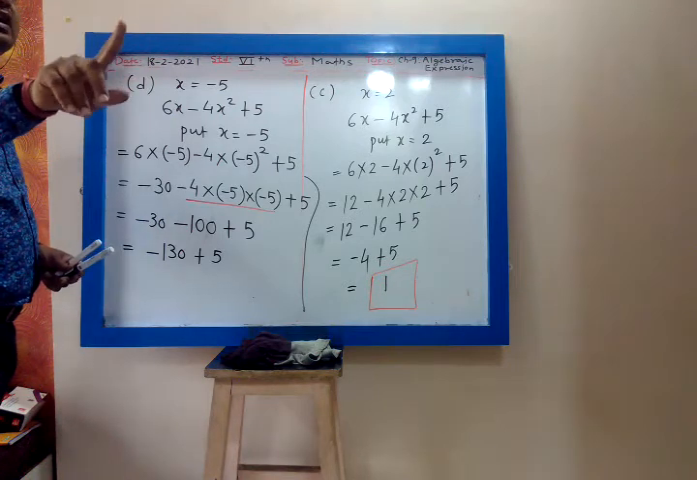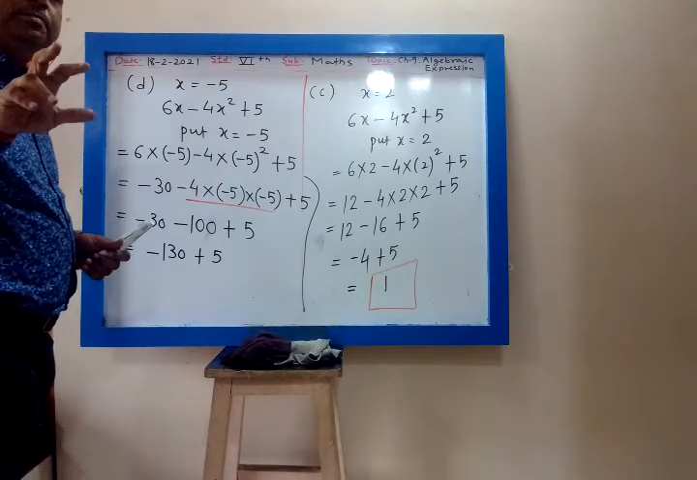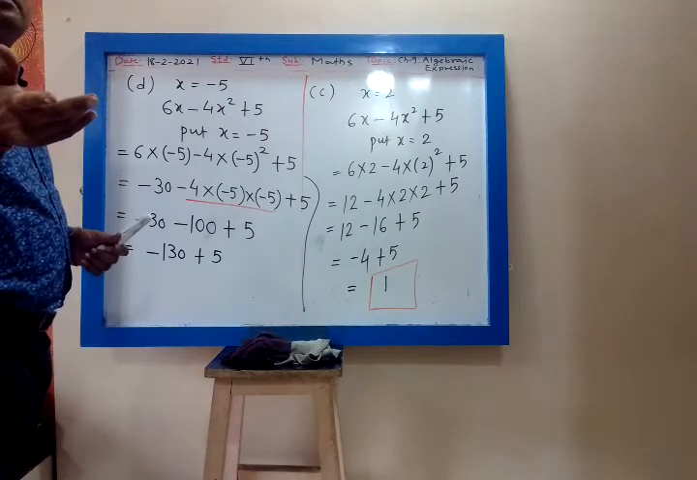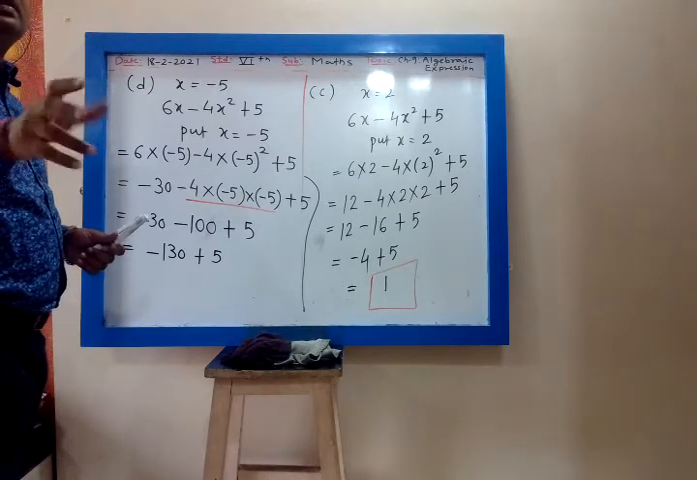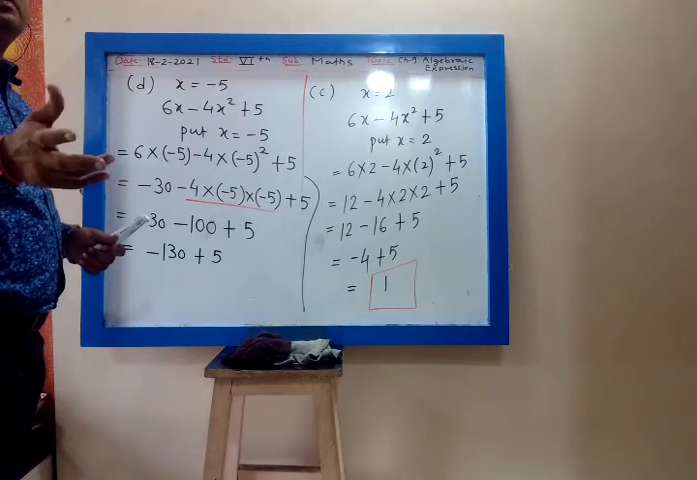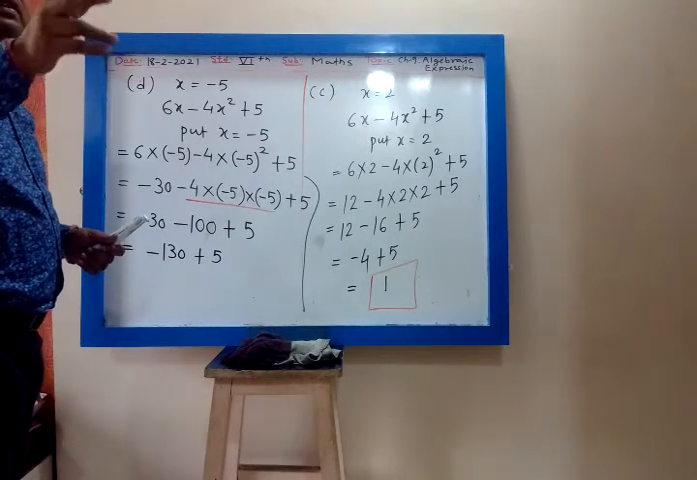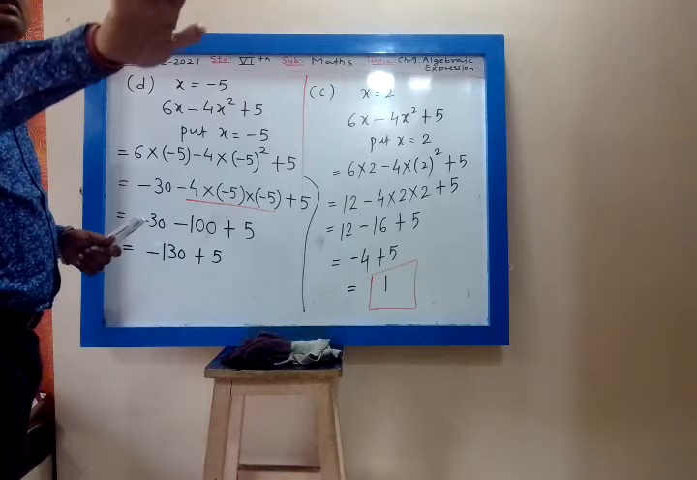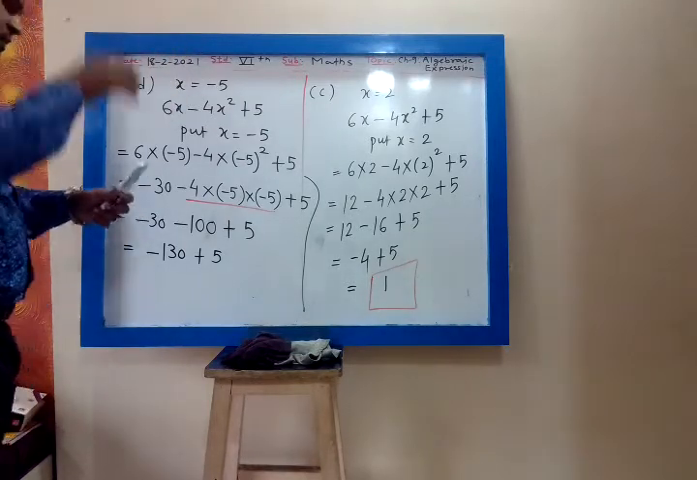Whenever they have opposite sign, you have to subtract. In plus and minus, anyone you can perform. Addition and subtraction are at the same level, so anyone you can perform. But you have to take care: whenever there is multiplication or division, first I will perform multiplication and division. If that is over, then addition and subtraction, anyone I can perform first.